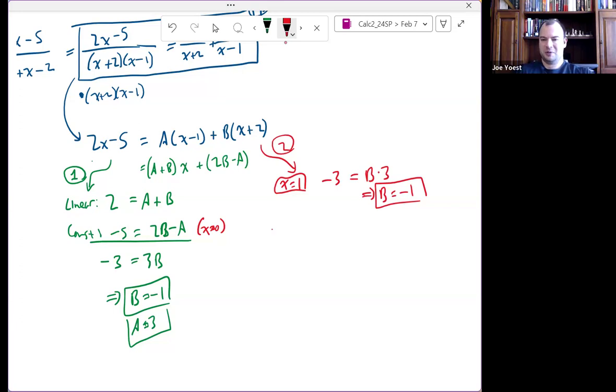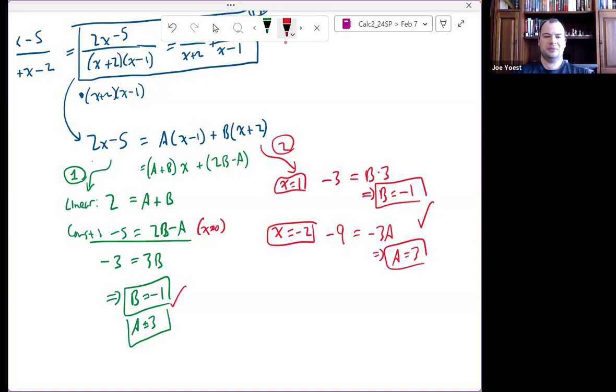And then the other choice I might make for x is x equals -2. This will zero out the second term with b in it. If I plug this in on the left side, I get -4 minus 5 is -9. And on the right side, I get a times -2 minus 1 is -3a. Says that a has to be 3. I get my same answer either way.